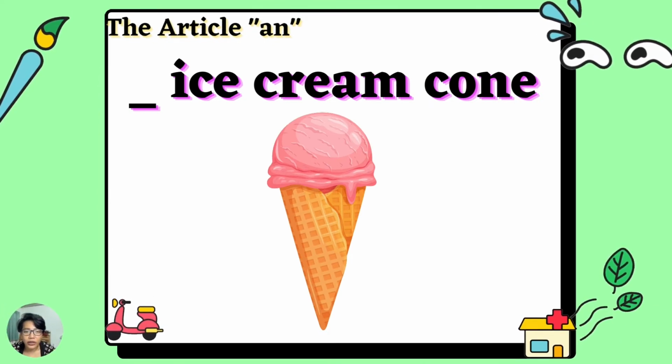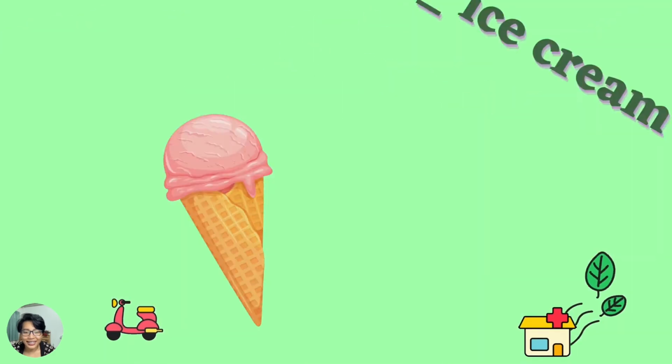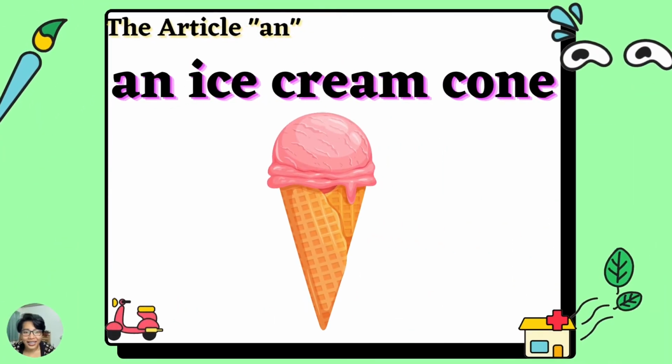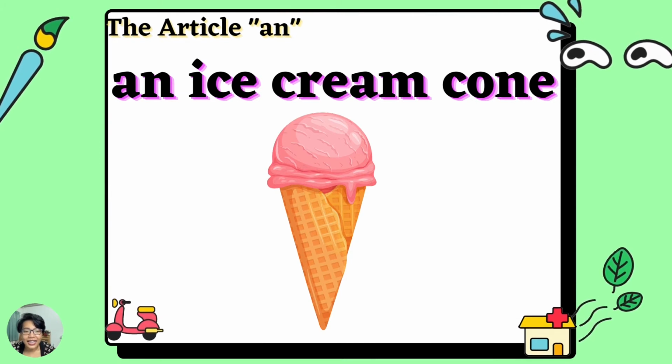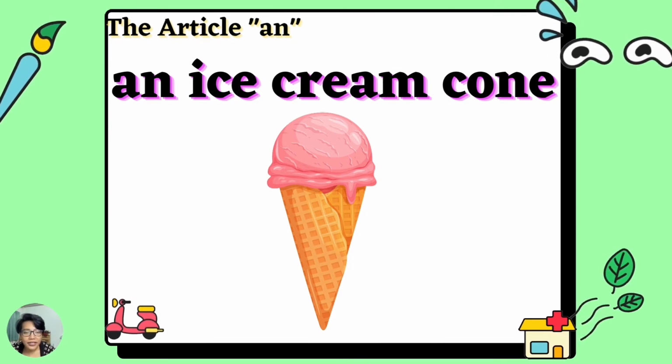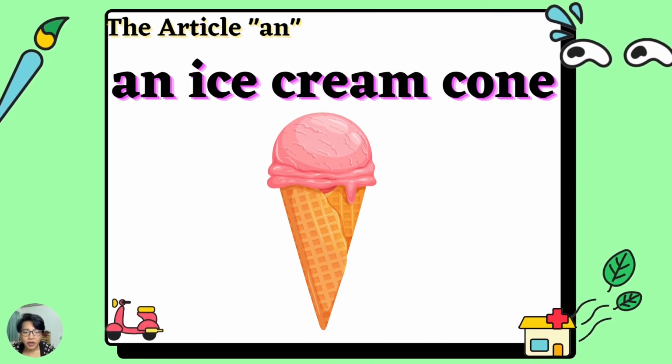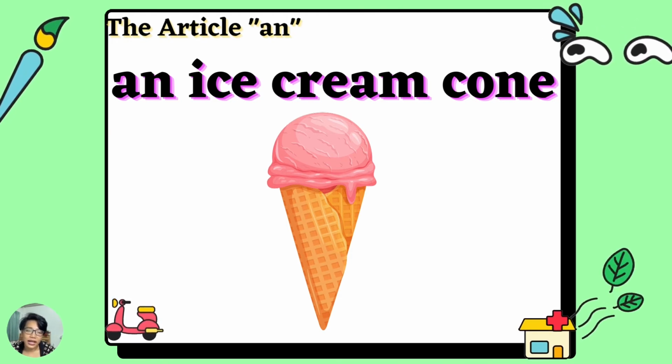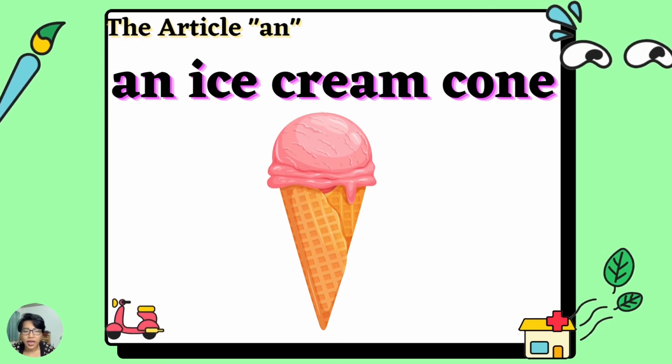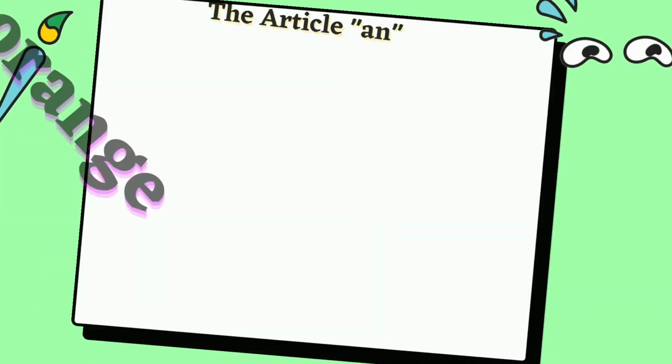Ice cream cone. Let's check the answer. Will you choose a or an? It's an ice cream cone, because ice starts with I, which is a vowel sound, and you have to use the article an. Let's move on to the next word.